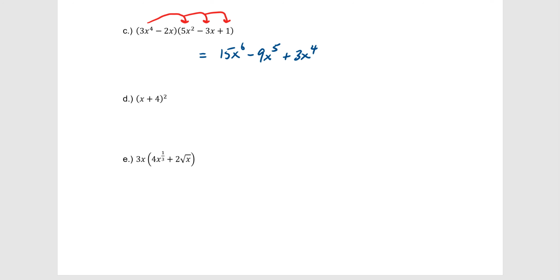So remember, you're adding the exponents when you're multiplying common bases. And now we're going to multiply the second term in the first factor into each term in the second factor. And we get minus 10x cubed plus 6x squared minus 2x. And we look for like terms to combine here. So you go to the exponents, and there are no like exponents for the same variable factor, so we can't combine anything, so we're actually done.